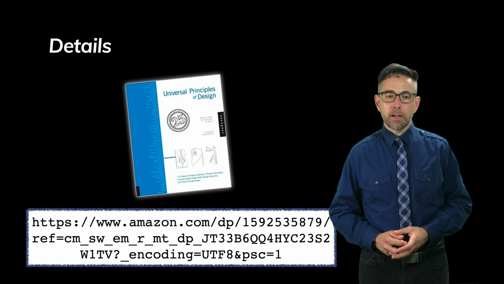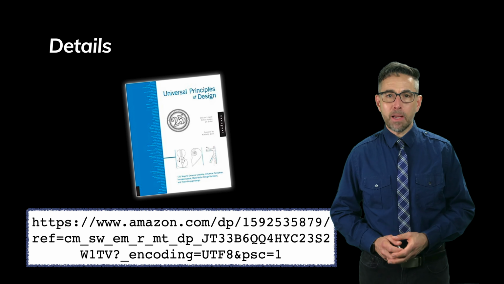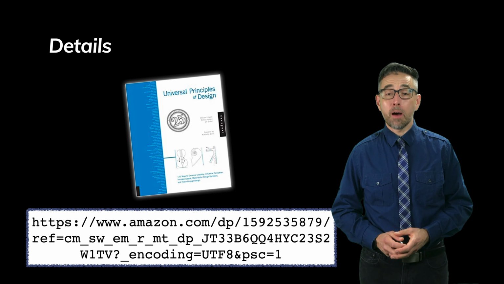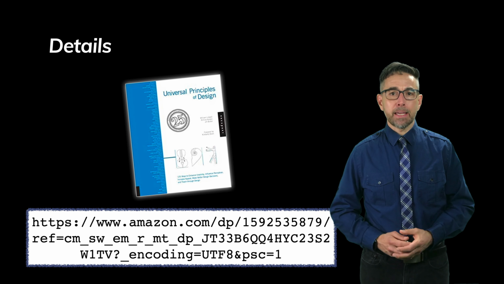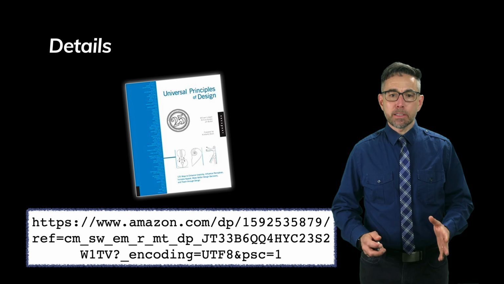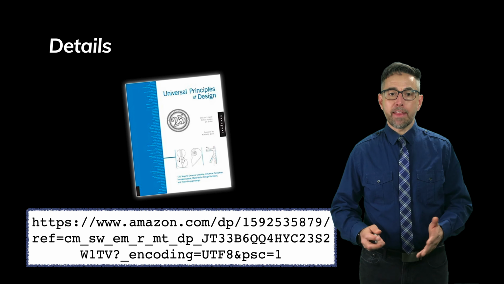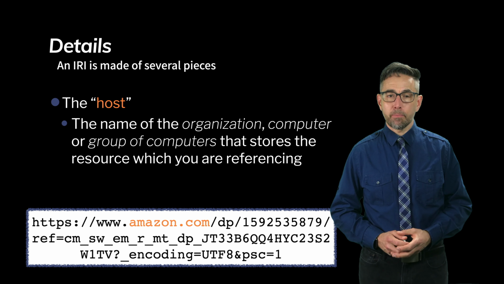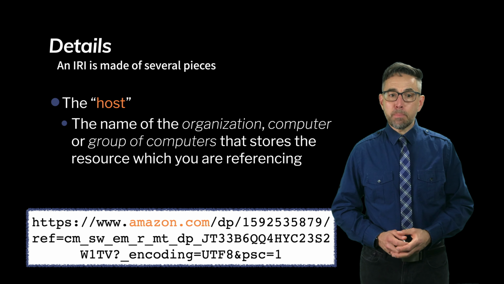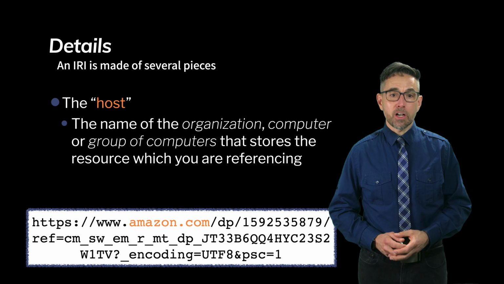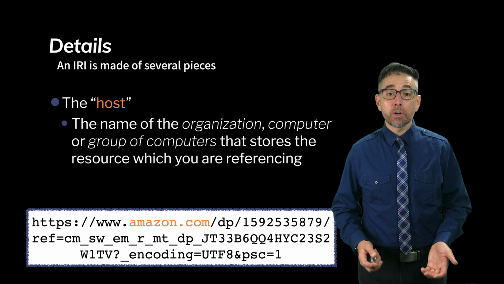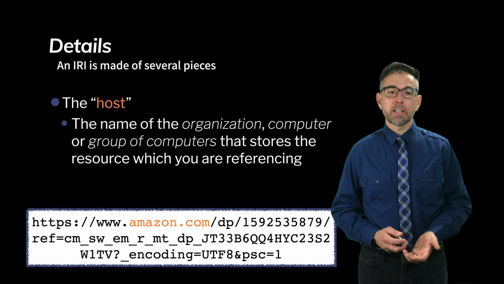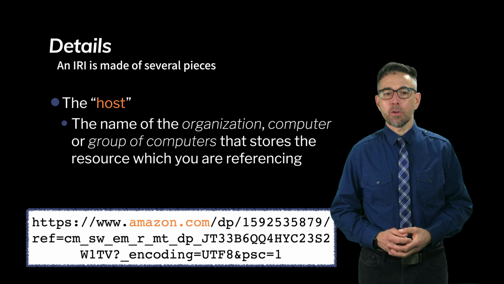So what we're looking at here is a location of an information page on the Amazon.com website for a book called Universal Principles of Design, a book I kind of like. There are a lot of pieces to break down in this particular IRI that's presented to us. So let's start with the different pieces. The first piece in orange there is called the host. And the host is the name of the organization or the computer or the group of computers that stores the resource that you are referencing.